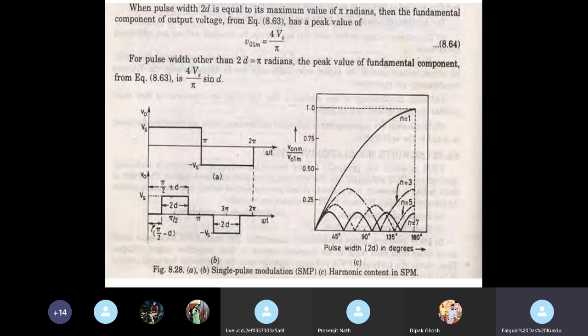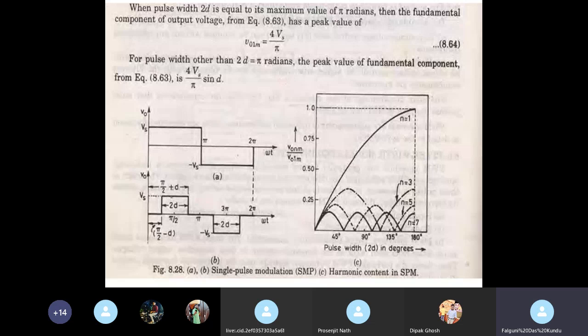Now, actually this is 3 pi by 2, okay? There is a mistake. This is pi by 2 and this is 3 pi by 2. The range of pulse width 2D varies from 0 to pi. That means 2D lies between 0 and pi. The output voltage is controlled by varying this pulse width 2D, okay?